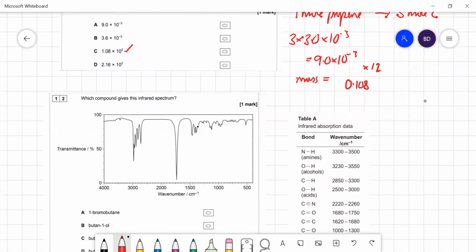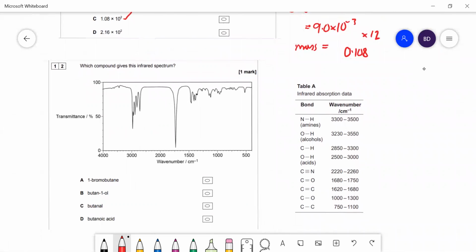Which compound gives this infrared spectrum? Okay, now look at this peak here. It could be a carbonyl or it could be an alkene. They're in a very similar range. But we can tell here because there isn't an alkene. So the only one that's got a carbonyl in there is butanal. Well, butanoic acid has as well, of course. But if it was butanoic acid, you would then see the broad peak for the acids. You'd see a big peak over here, and you're not getting that. So that is definitely C is the one there.